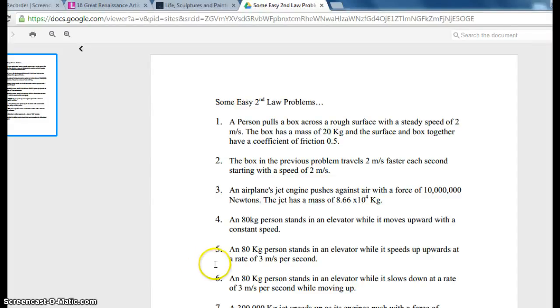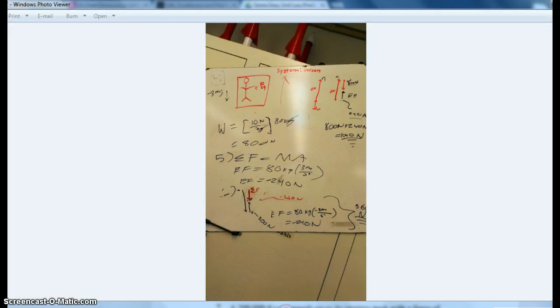So, number 4 is asking: an 80 kilogram person stands in an elevator while it moves upward at a constant speed. So, as we all know, constant speed means no acceleration, and no net force. Zero net force, that is. So, we have him right here.